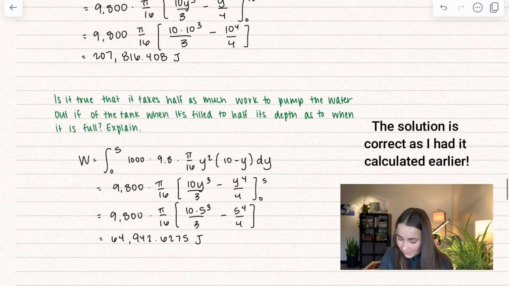Okay, so here we got 64,942.6275. Notice that this is not at all half of the work. If it was half the work, it'd be around 103,000. In this case, it's not going to be true that it takes half the amount of work. And so we proved why. When we integrate between 0 and 5, it's much smaller than half.